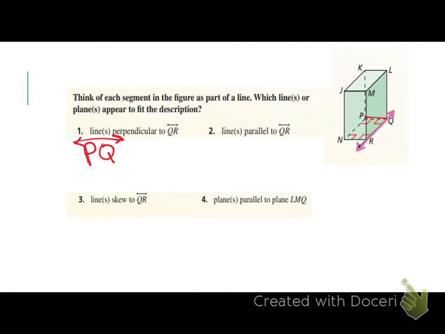So remember it says, think of each segment as part of a line. That's why we're naming it like a line. So we got PQ, and then NR is correct. They intersect with RQ, and they form 90 degrees.